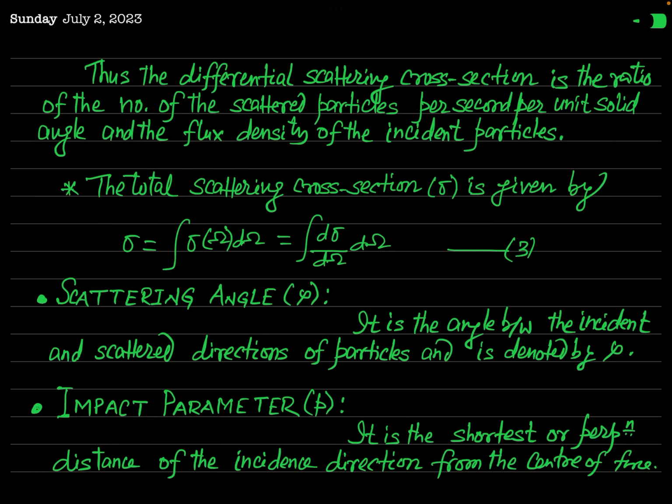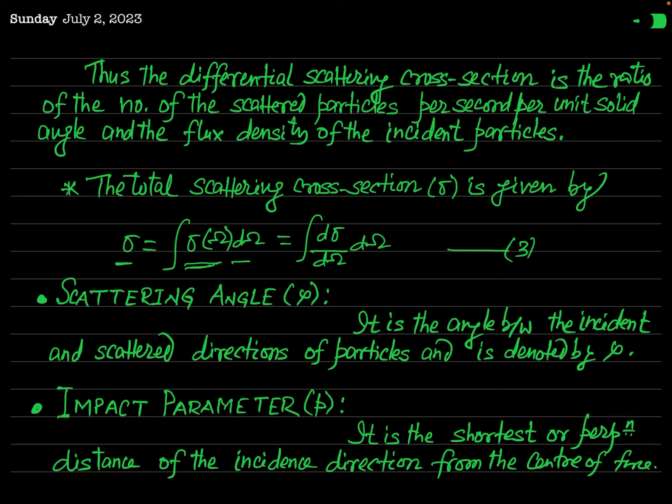Okay. Now, after getting the idea of differential scattering cross section, we will define what the total scattering cross section is. If you are talking about the total scattering cross section, that will be simply the integral of the differential scattering cross section. If you denote the total scattering cross section by the symbol σ, that will be the integral of the differential scattering cross section with respect to the solid angle. So σ, which is the total scattering cross section, is equal to the integral of σ(Ω) dΩ.